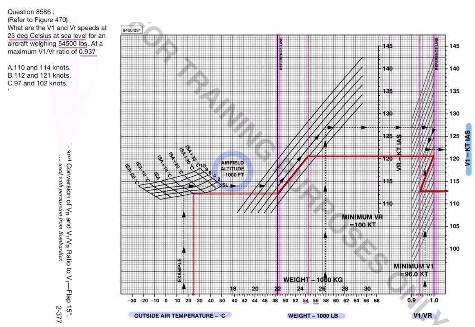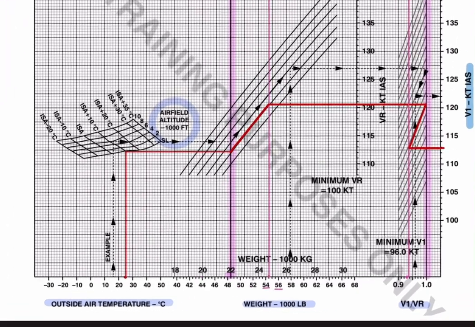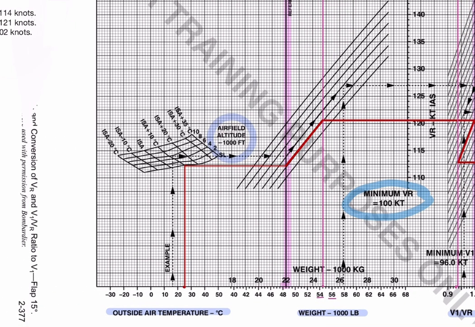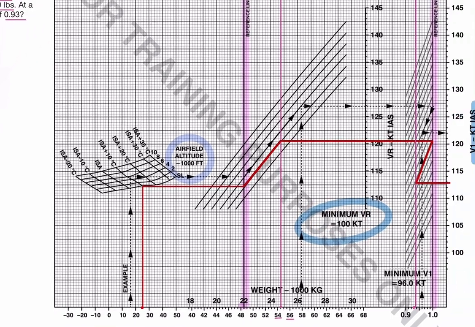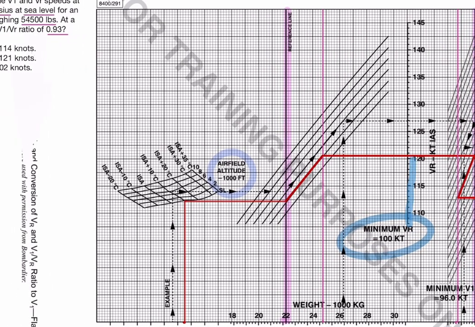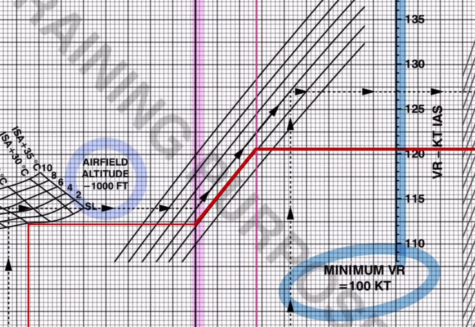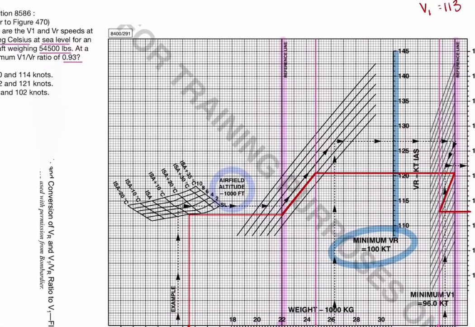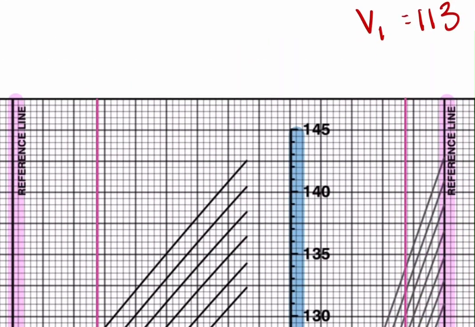And that's just without looking at my answers. Next, I'm going to try and find VR. And VR is actually in the middle of the chart. So VR is here. And you're looking at this line of numbers, wherever your line had crossed. And I'm going to say that's about 121. So I'm going to call VR 121.